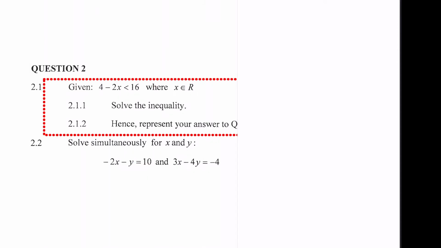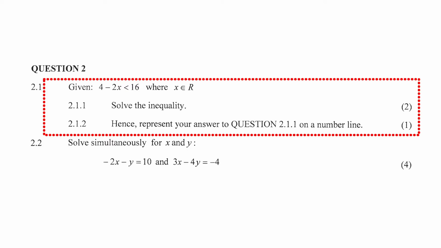Now I have an inequality question that says, given 4 minus 2x is less than 16, where x is an element of the real numbers, solve the inequality and then represent your inequality on a number line. In grade 9 and grade 10, you have linear inequalities. When you move on to grade 11 and 12, then you get your quadratic or cubic inequalities.